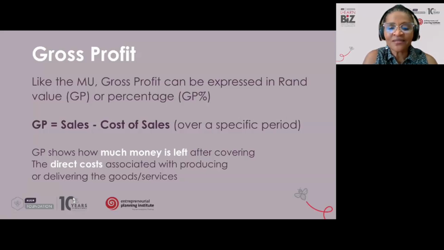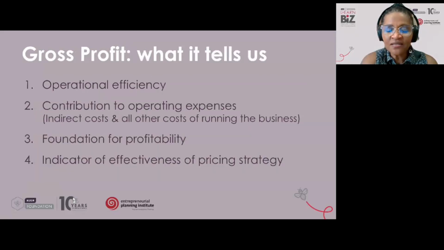How much money is left after producing this and putting all the costs of producing, once I've sold it, from the sale price, how much money is left in the business to cover the other running costs? Because a business is sustained by our sales. Once we have sales, it must be able to cover all the business expenses. So the gross profit tells us how efficient we are running our business in terms of the production or the delivery of the service.